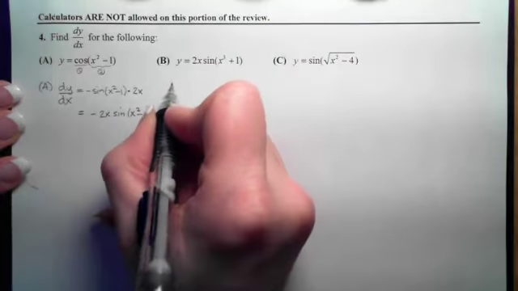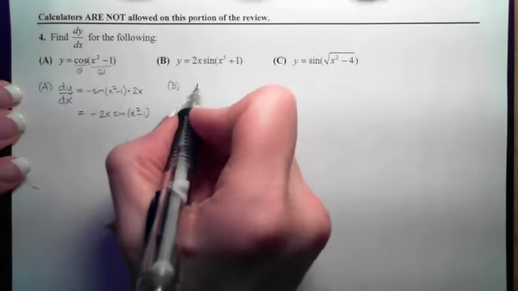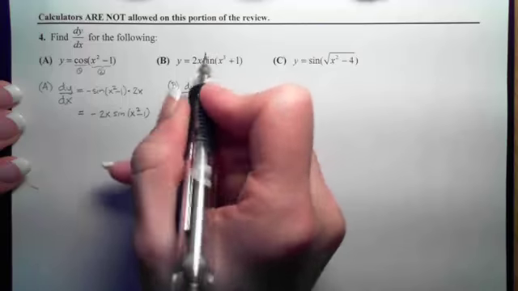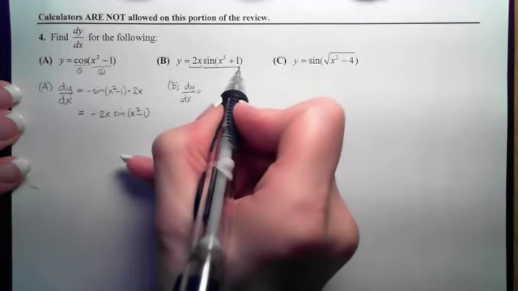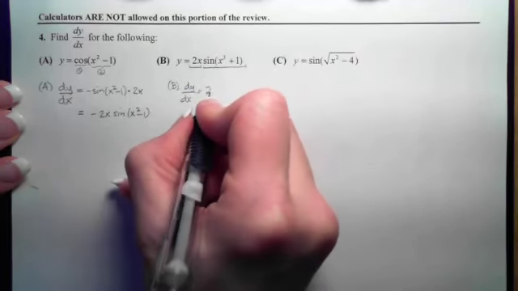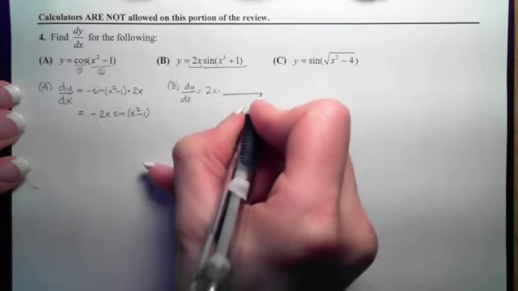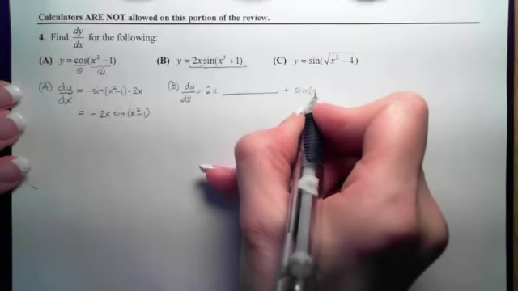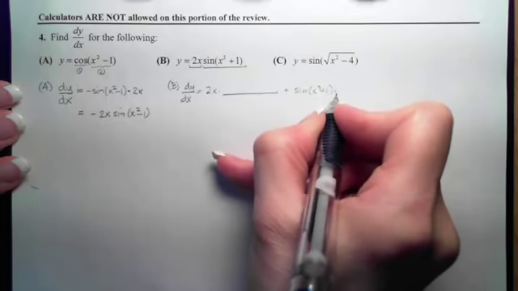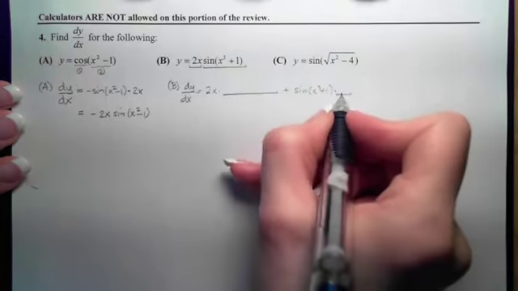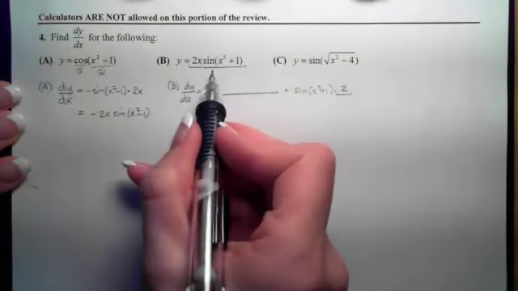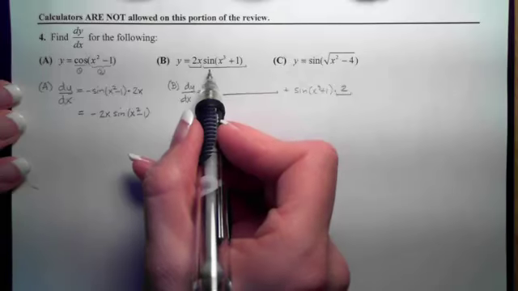For part B, again, we need to look at what we're going to do first. So if we look at B, the first thing that I see is that I have a product rule. So I will have the first one times the derivative of the second plus the second one times the derivative of the first. Well, derivative of the first, that one's pretty simple. I can just put a 2. Derivative of the second is going to require the chain rule.